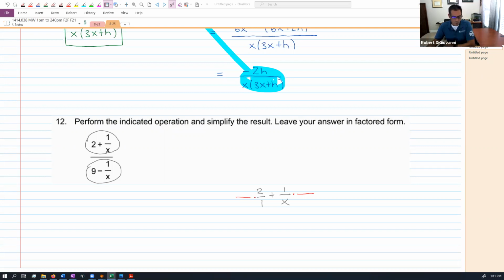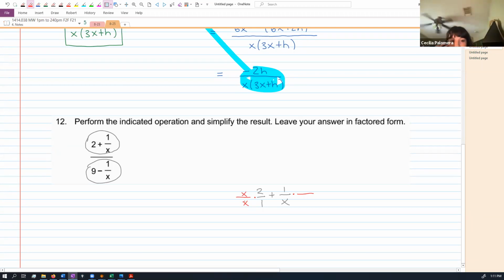Okay, so we need a common denominator here. What would you multiply this first one by? X on top and bottom. Now, the other one is a little bit tricky because, well, you tell me, what would we need on top and bottom? A 1, yeah. So you really don't need anything, but I'm gonna put a 1 here. And now, again, carefully, we're gonna do this and this.